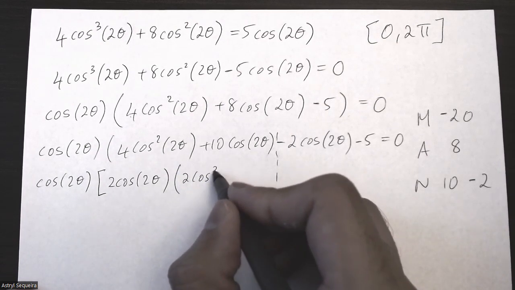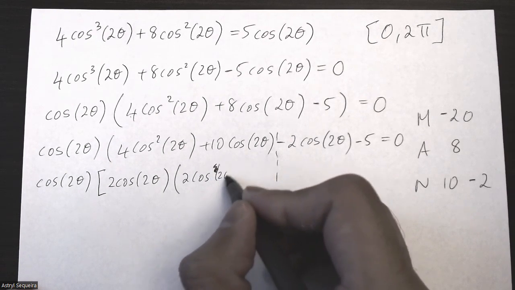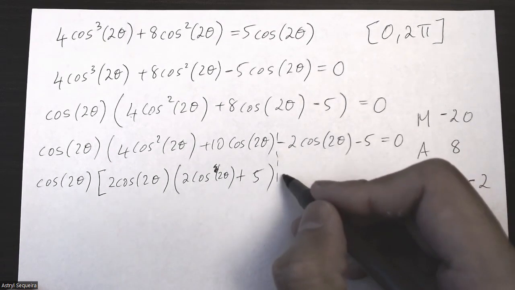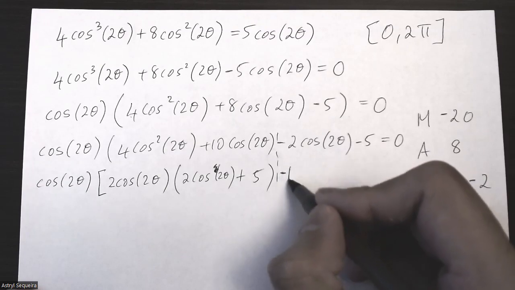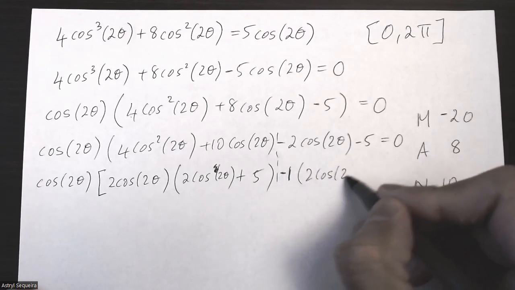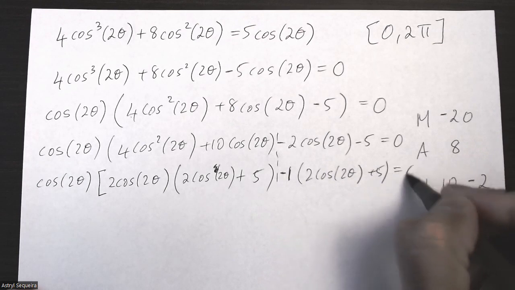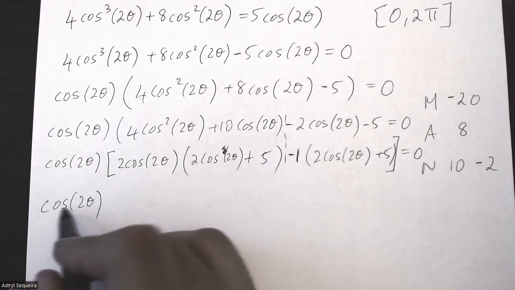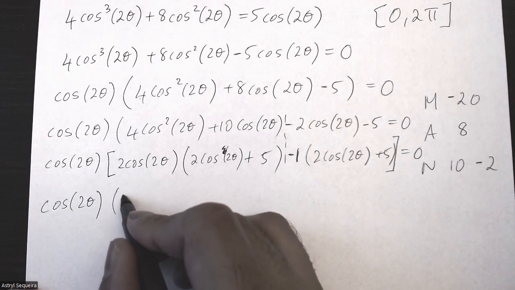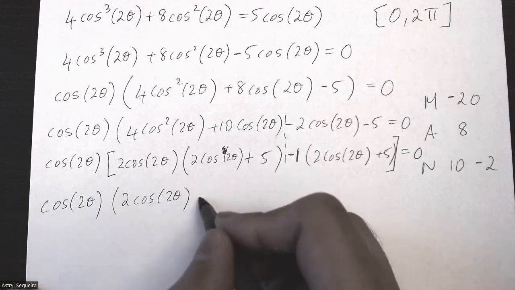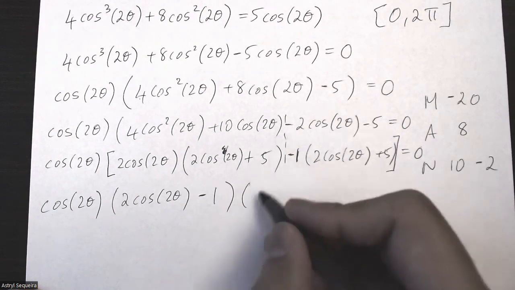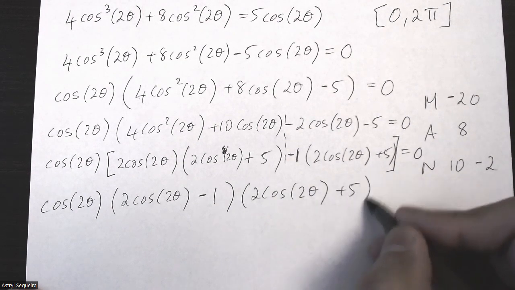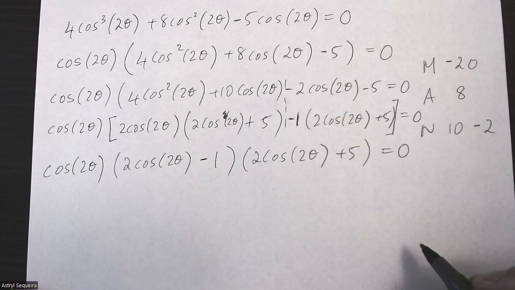2 cos 2 theta plus 5. And over here, my common factor is just negative 1. I'm left with 2 cos 2 theta plus 5. So then if I write this in fully factored form, it's cos 2 theta times 2 cos 2 theta minus 1 times 2 cos 2 theta plus 5, this all equals to 0.